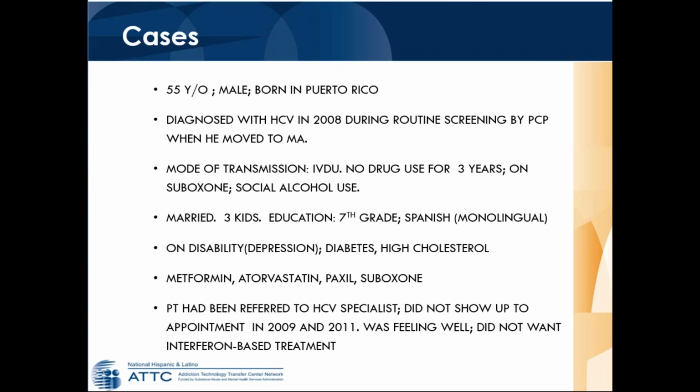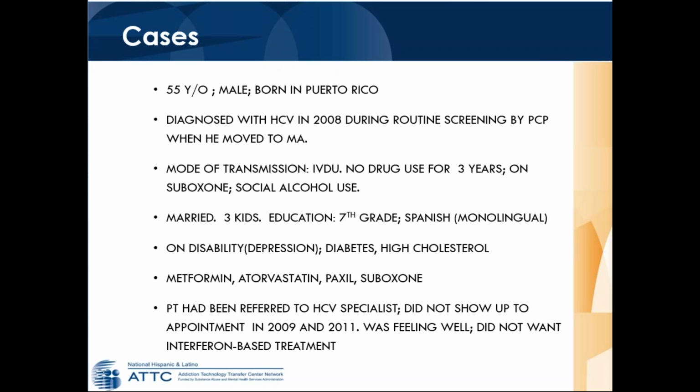And the reason why this is important is because a lot of people with hepatitis C have comorbidities and they may be on medications like this patient. And that is important because of potential drug interactions with the hepatitis C medications. And hepatitis C affects the liver, but it may also affect other body organs. It does not only affect the liver. So for example, his diabetes may be exacerbated or hepatitis C may be contributing to his diabetes.